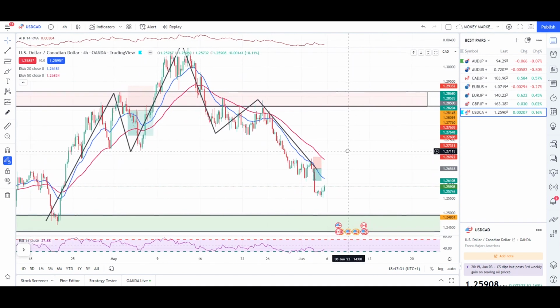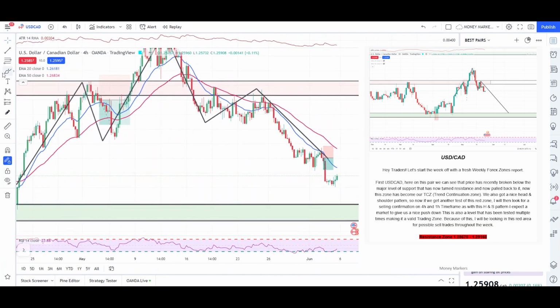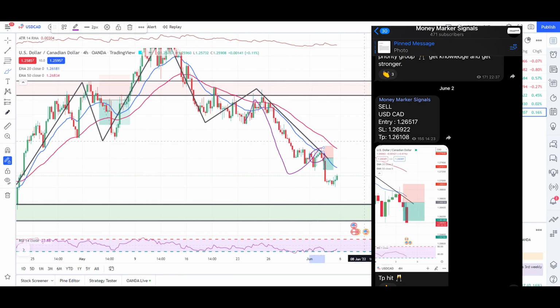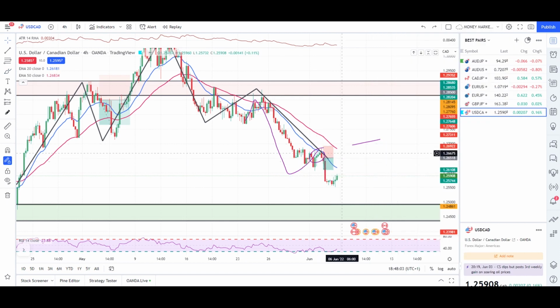Right here, what do we have? We have dollar Canada here. I sent this zone to my members when the market was right here, as you can see on the weekly forex zone report. This was not last week, it was the week before last, and I told them that I'd be looking for selling opportunities throughout the whole week. And as you can see, we got a nice selling reason here as well, and this was a trade I sent in my Telegram channel as well. Here you can see we got a nice 41 pips profit.